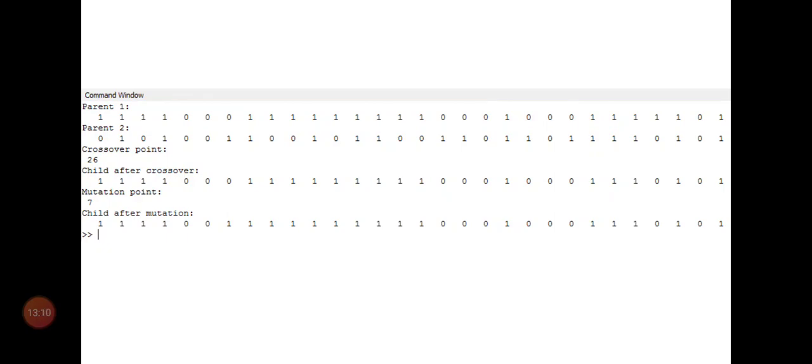Then the mutation point has been chosen at the 7th position. So just identify the 7th position. The child after crossover was 1 1 1 1 0 0, then 0. So that 0 has now become 1, right? So the mutation has also run correctly.